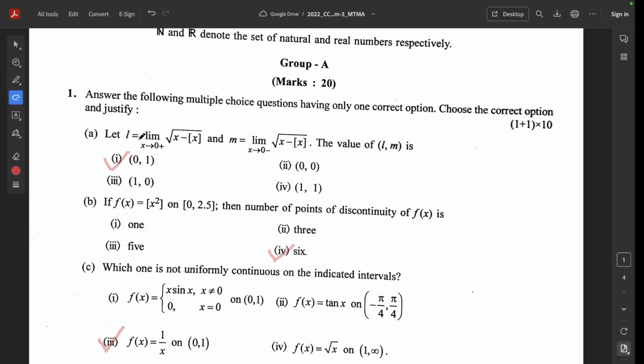Let L equal to limit x tends to 0 plus of square root of x minus box x, and m equal to limit x tends to 0 minus of square root of x minus box x. The value of L comma m: the correct option is 1, 0, 1.